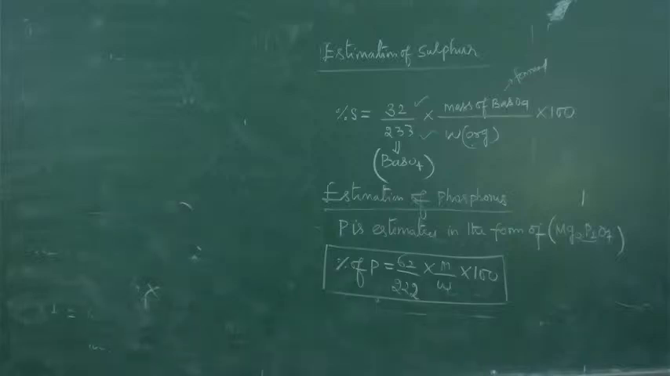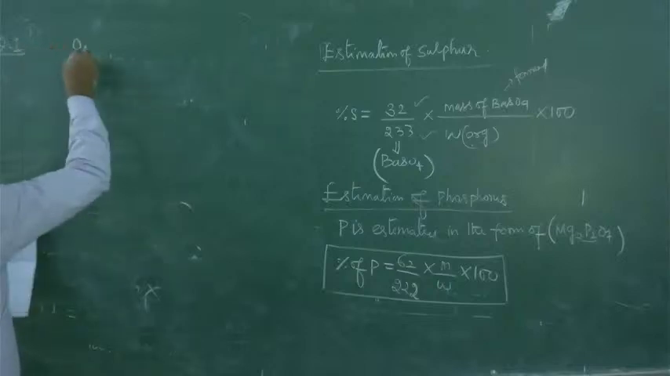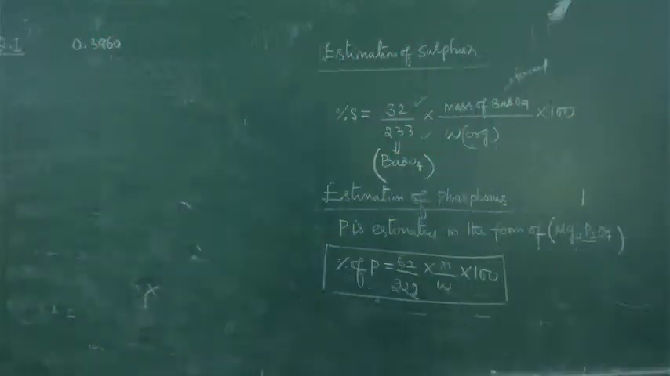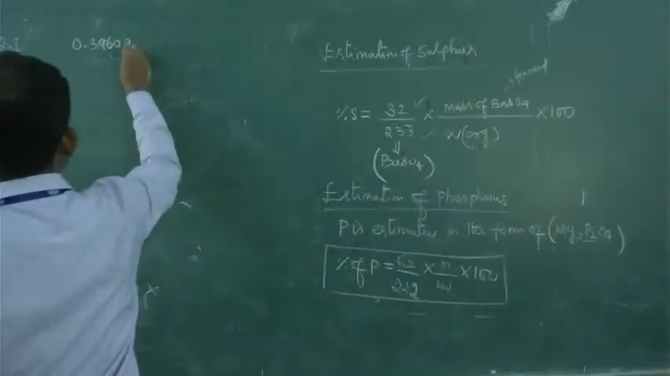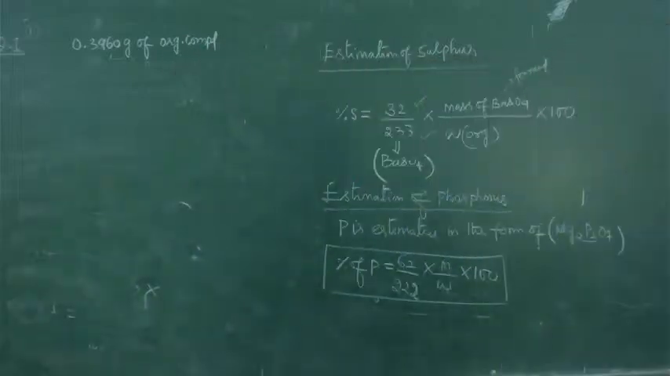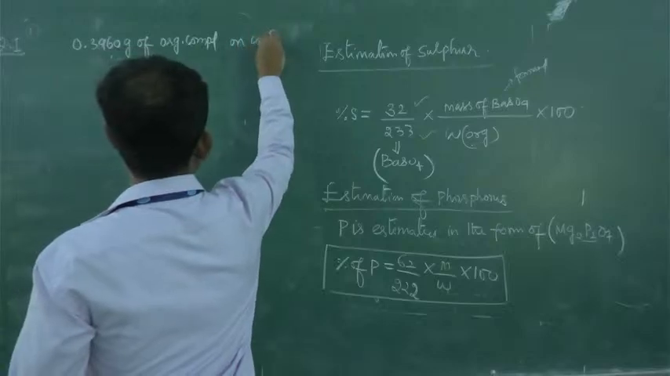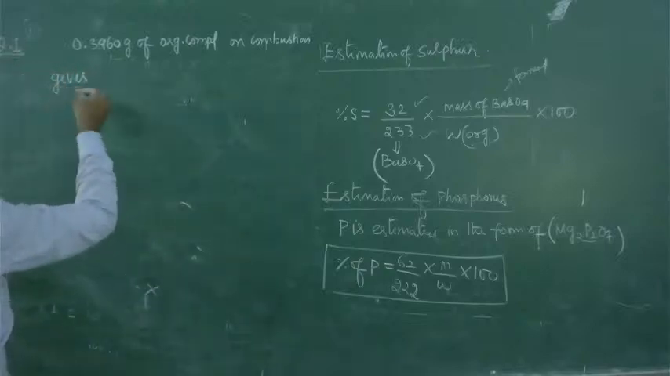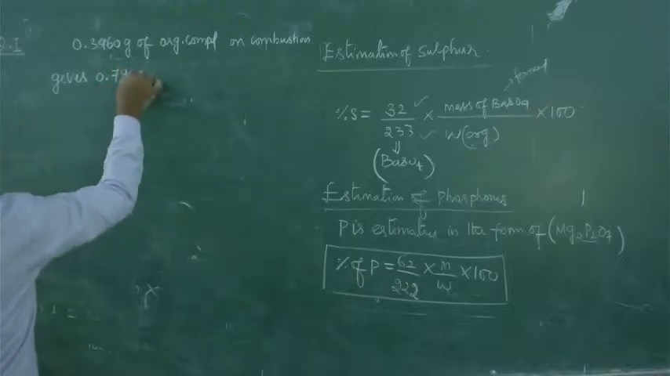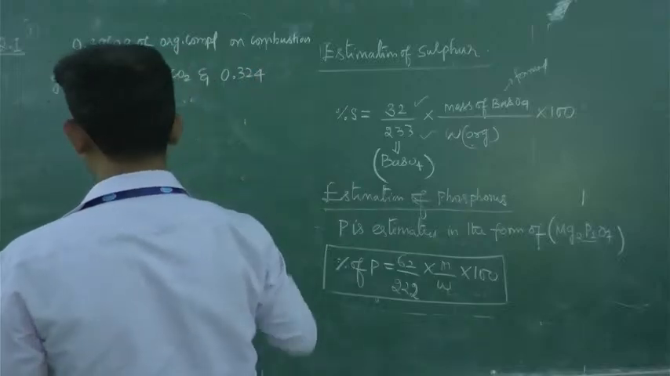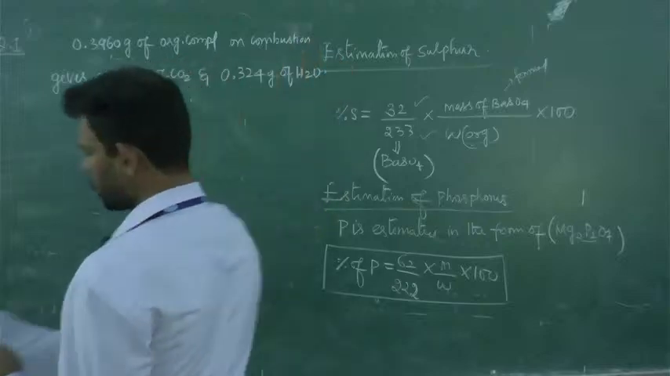First problem. Question number 1. 0.396 gram of organic compound on combustion gives 0.792 gram of CO2 and 0.324 gram of H2O. So this is the given data.